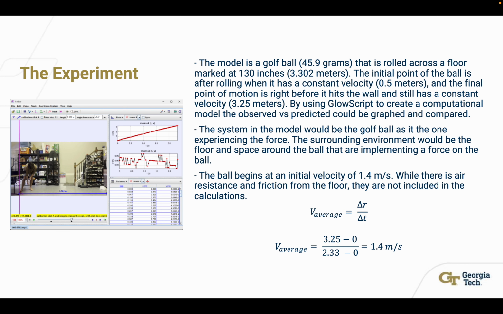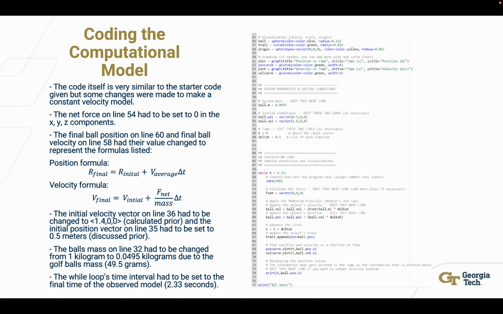The system in the model would be the golf ball, as it's the one experiencing the force, and the surrounding environment would be the floor and the space around the ball, as they're the ones implementing the force. And the ball begins at an initial velocity of 1.4 meters a second. This is also its final and average, as I stated before, and its average velocity is shown being calculated down here. And while there are other forces such as air resistance and friction acting on the system, they're not included in calculations. So with the code itself, there really wasn't much change from the starter code, aside from the F-net vector being set to 0.